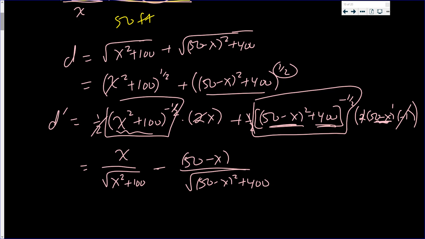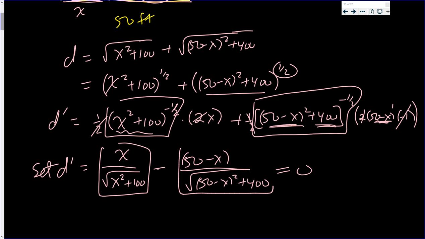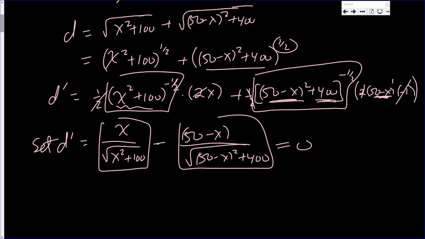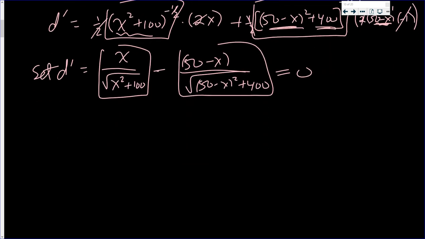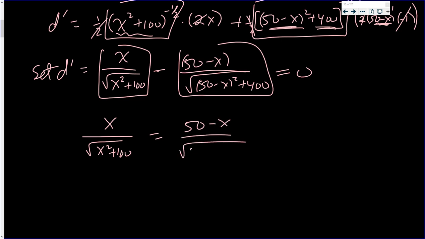Okay. Now, this is d prime, and we want to set it equal to 0. Well, if this minus that is equal to 0, those two quantities are equal to one another. Okay, x over the square root of x squared plus 100 is equal to 50 minus x over the square root of (50 minus x) squared plus 400.